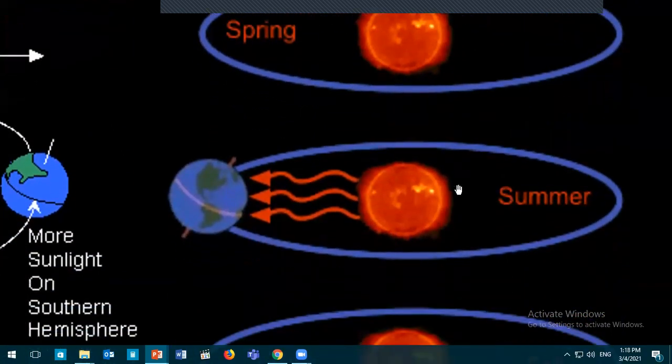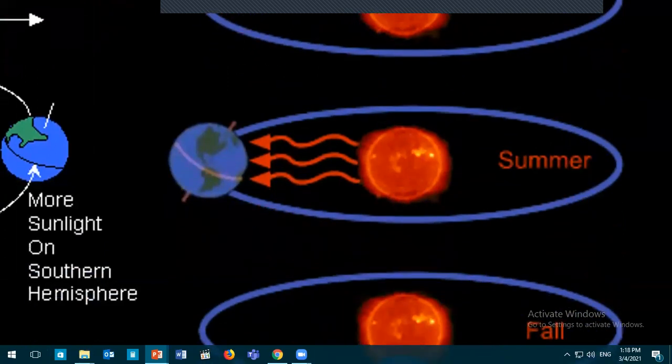Let's move to the summer. Can you see it? Yes, and here we have also the Earth, northern hemisphere, southern hemisphere, but this time the northern hemisphere is tilted toward the sun, so it's getting more heat. That's why it's facing summer. What about the southern hemisphere, the lower part? It's facing winter.